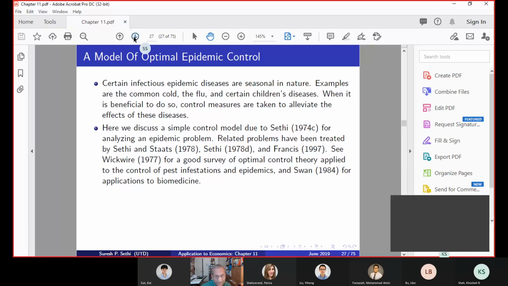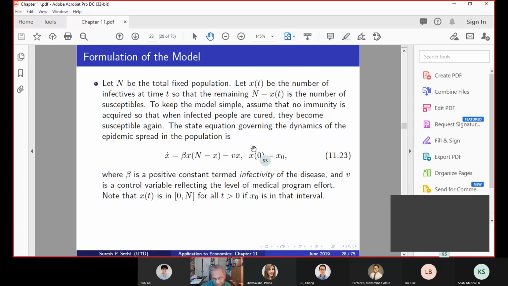So let's quickly do that. The model is like this. The model published in the literature is this. It says that if there is a total fixed population N, and the number of infectives is x, then N minus x are the people who are not infected. They are susceptible. So infected people interact with the susceptible people, and they transmit the infection to these guys.